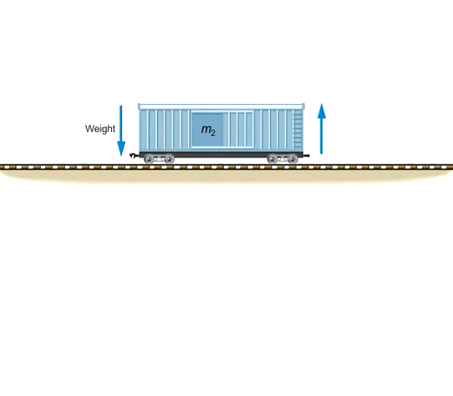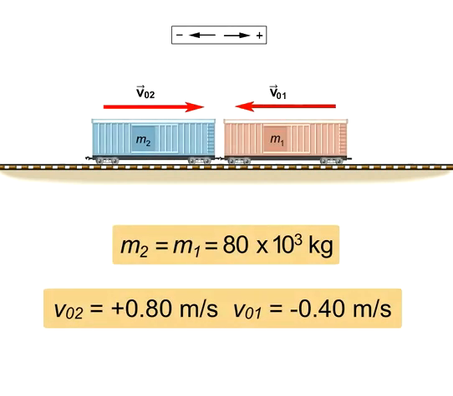The weight of each car is balanced by a corresponding normal force. We will ignore friction, so the sum of the external forces acting on this system is zero. Thus, the system is isolated, and we can use the principle of conservation of linear momentum. Even though the boxcars are initially moving in opposite directions, the algebraic equation for the conservation of linear momentum does not change, but we will have to be careful about signs when we put numbers into the equations.